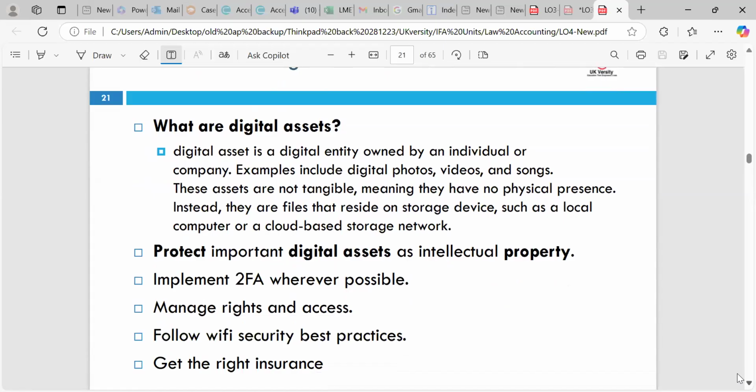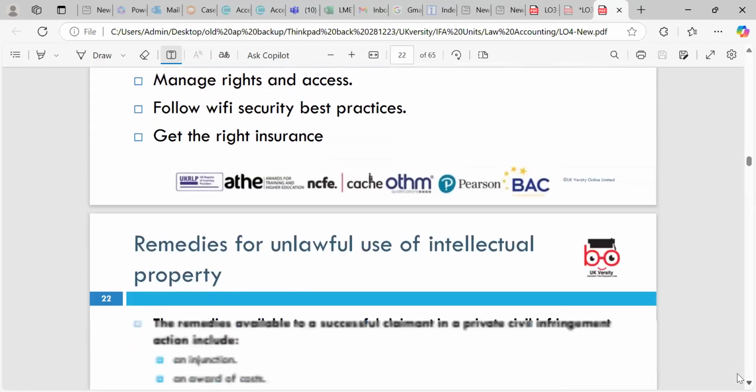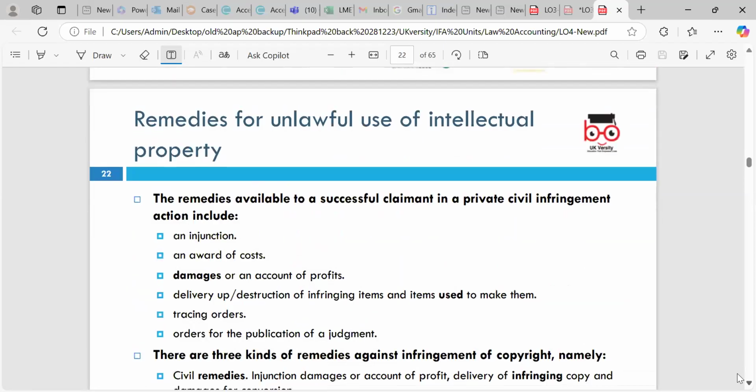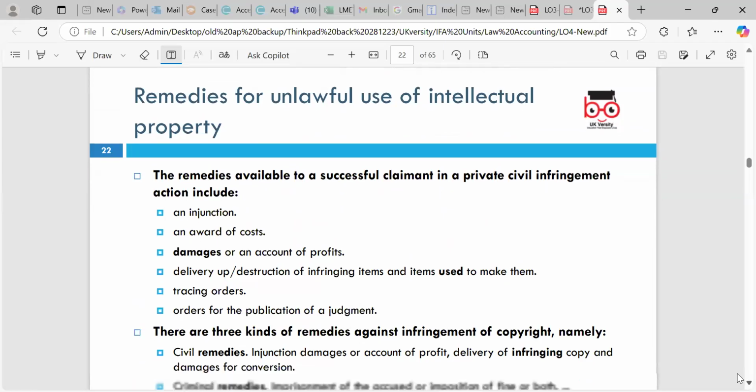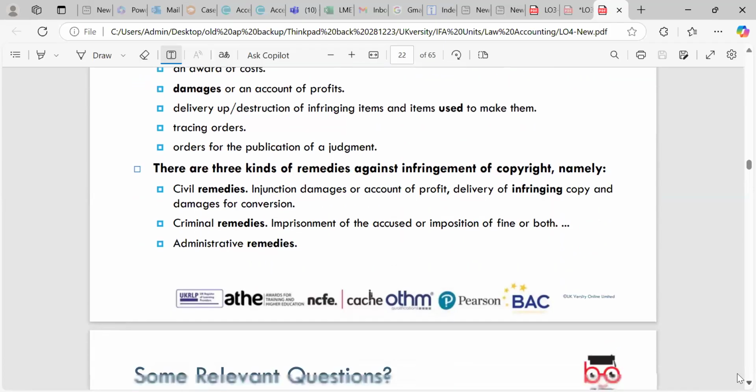Digital assets, of course, are now becoming very, very important, and they can be million-pound businesses to protect. The importance of digital assets and intellectual property rights is what we can apply for, managing the rights and access. Remedies for unlawful use, yes, please. It can cause various damages, and it can be bad press. Civil remedies, criminal remedies with imprisonment, and administrative remedies, where fines need to be paid.